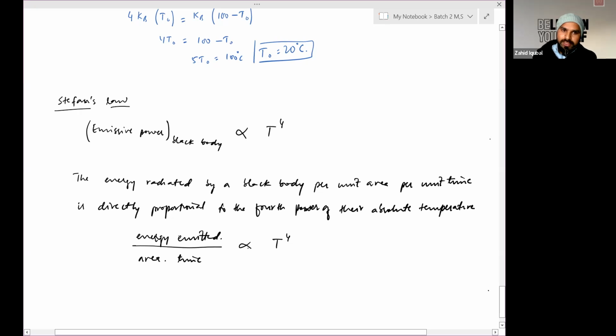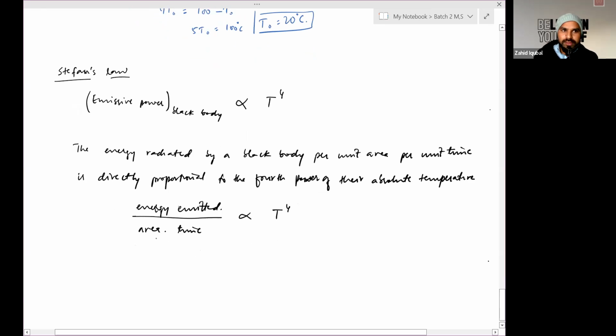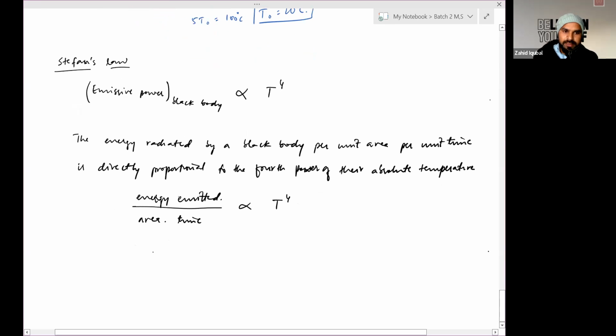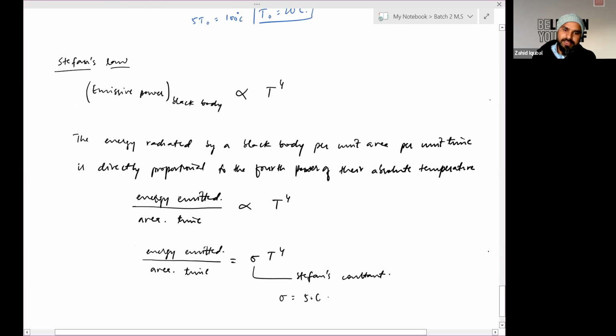So if you remove this proportionality sign by a constant term, it will become energy emitted divided by area times time equals sigma T to the power 4. This sigma is called Stefan's constant, and it is equal to 5.67 into 10 to the power minus 8 watt per meter square Kelvin to the power 4.